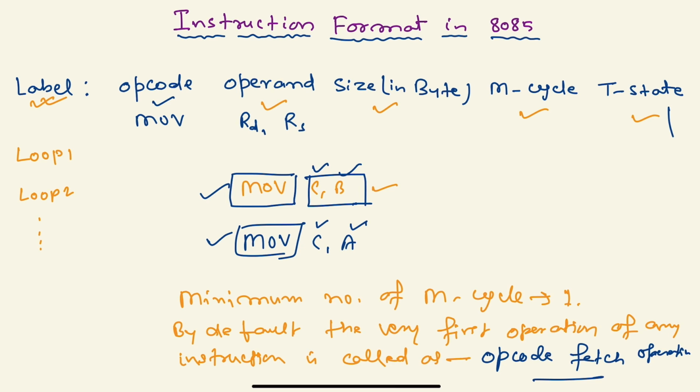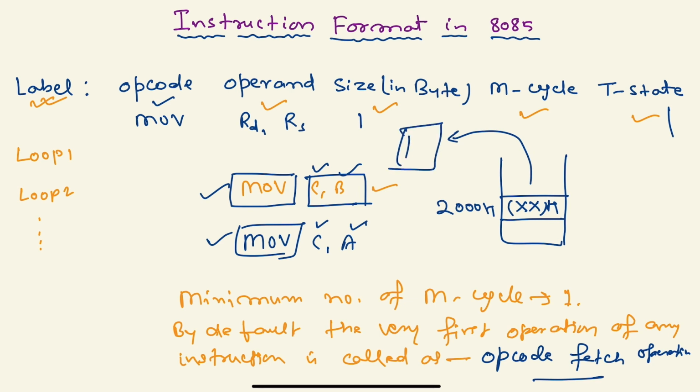Their size will always be 1 byte. And how can we find out the machine cycle? In this case, if the source and destination are both registers, that is, processor registers, then we can easily find out the machine cycle. For the execution of this instruction, MOV C, B, the address is 2000H, and at this location its equivalent opcode hex code is stored. The processor will be accessing this location.